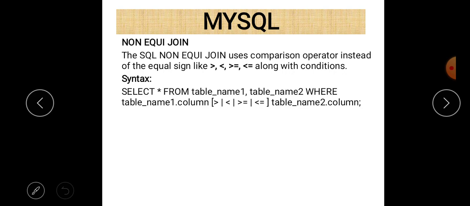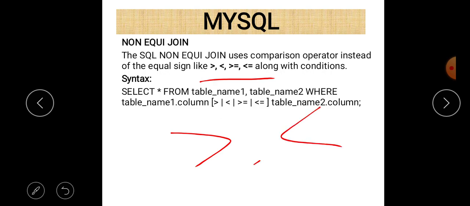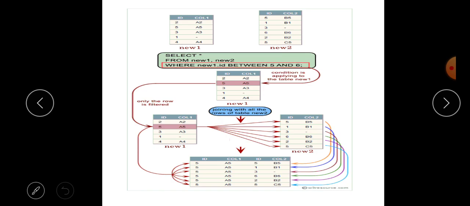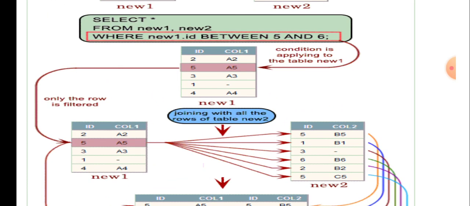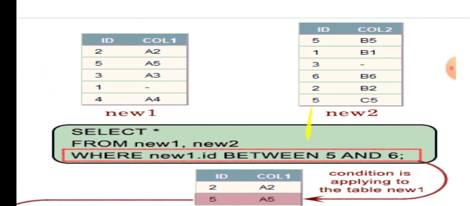In case of non-Equi join, all things are the same, but the equal sign is not there. In place of the equal sign, there should be a sign of less than, greater than, less than or equal to, or greater than or equal to, and all other things are the same. So that is the basic difference between Equi join and non-Equi join. Now there is an example here, which gives you a clear idea.